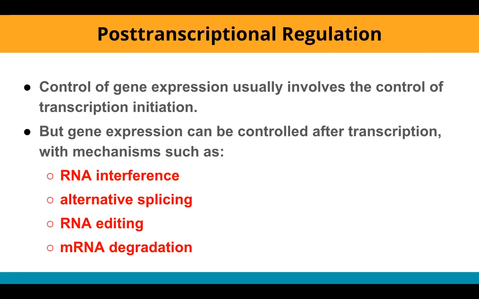For post-transcriptional regulation, control of gene expression usually involves control of transcription initiation, but gene expression can also be controlled once the RNA is formed. So we have mechanisms such as RNA interference, alternative splicing, RNA editing, and mRNA degradation.